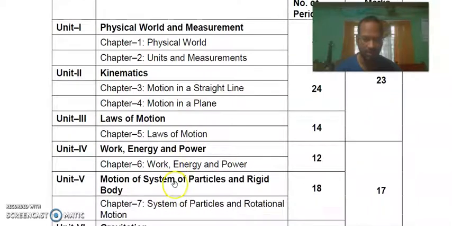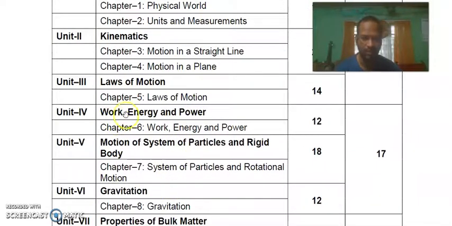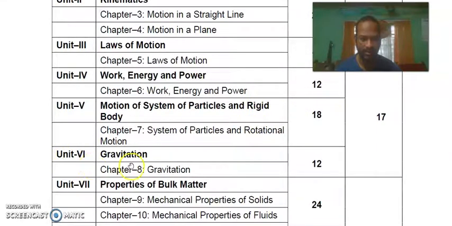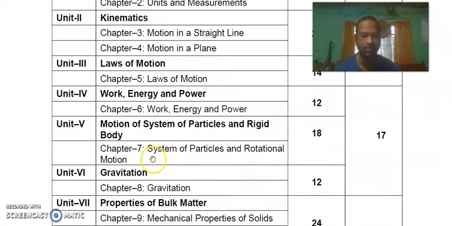Now let's move to Unit 4, that is work, energy and power, a part of mechanics. Then Unit 5 contains chapter 7, motion of system of particles and rigid body, which is given 18 periods. And Unit 6 is gravitation, which is very important from the entrance point of view. Units 4, 5 and 6 will contain 17 marks.